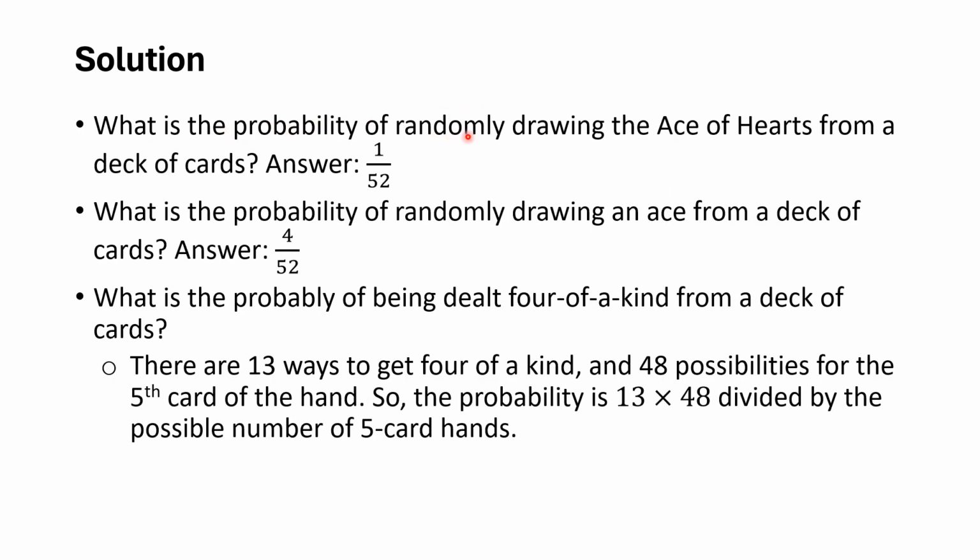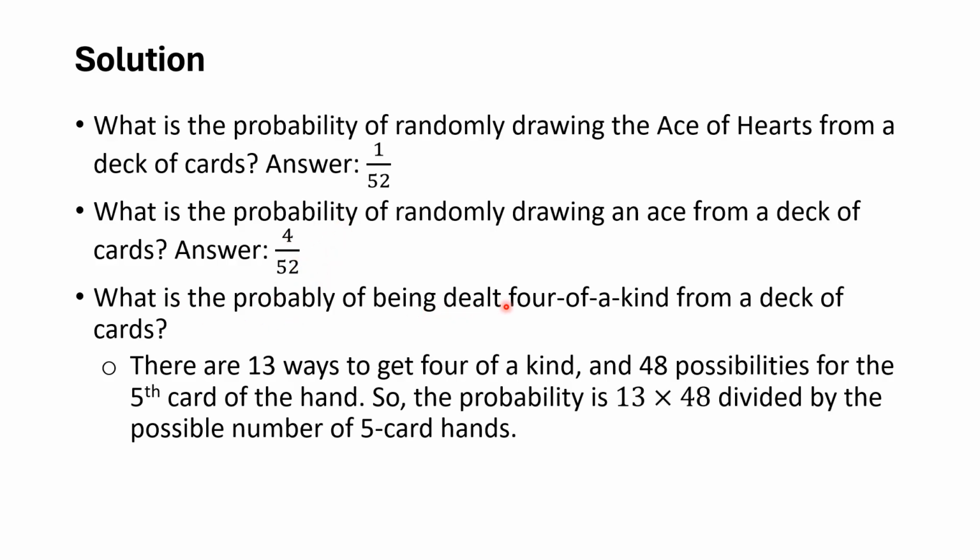The probability of randomly drawing an ace of hearts from a deck of 52 cards. So the total number of possibilities is 52, and there's only one ace of hearts, so that's 1 over 52. That's a pretty easy one. Probability of randomly drawing an ace from a deck of 52 cards. Well, there's 4 aces, so it would be 4 over 52, or 1 over 13.